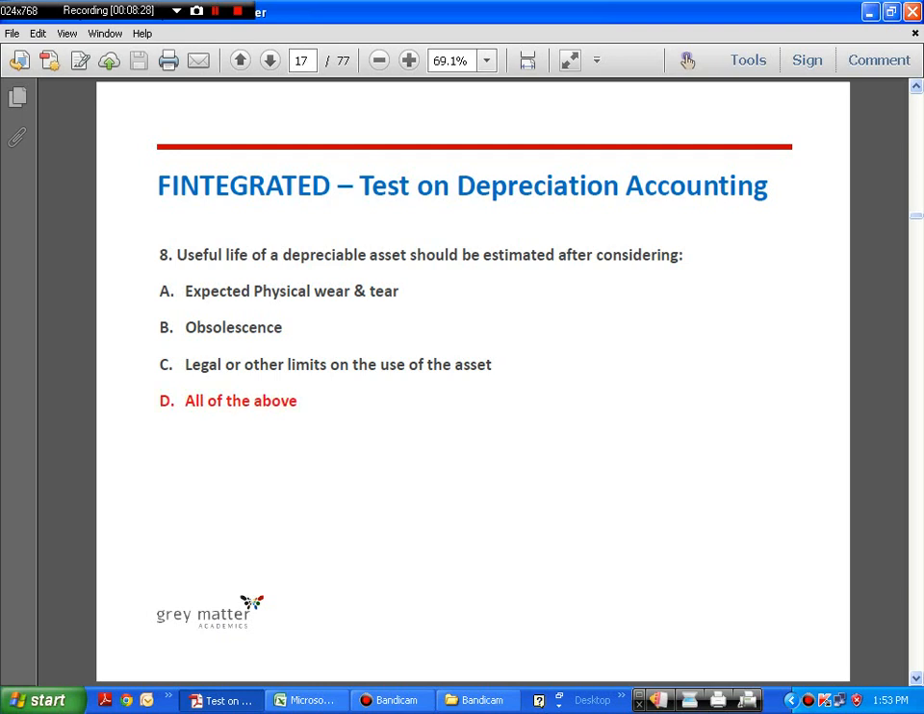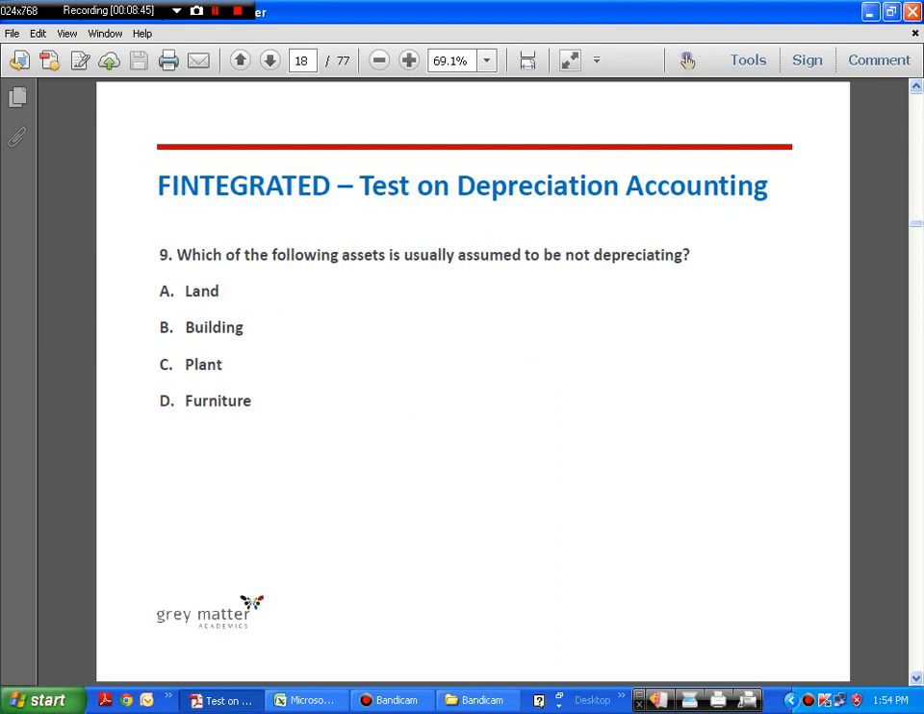Next, useful life of a depreciable asset should be estimated after considering expected physical wear and tear, obsolescence, legal or other limits on the use of the asset. All of the above. Yes, so the answer is D, all of the above. Which of the following assets is usually assumed to be not depreciating? Land is assumed to be not depreciating because it is not possible to estimate the useful life of land. So A is the answer.